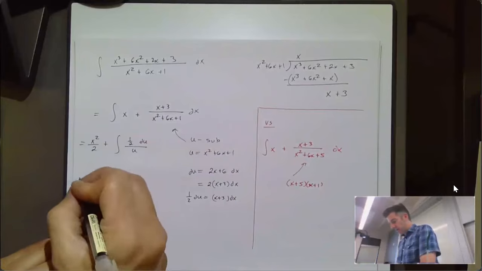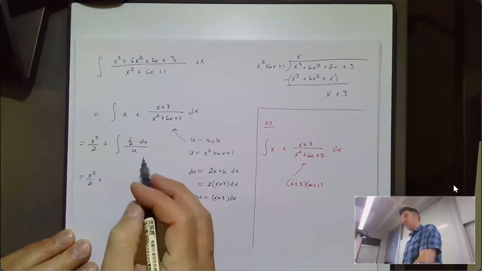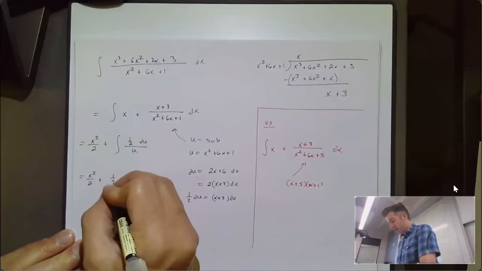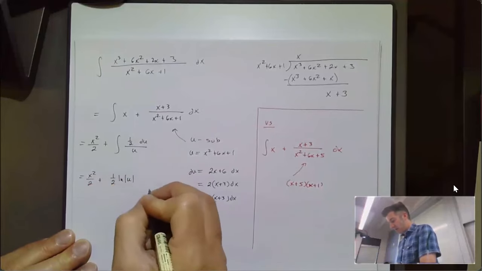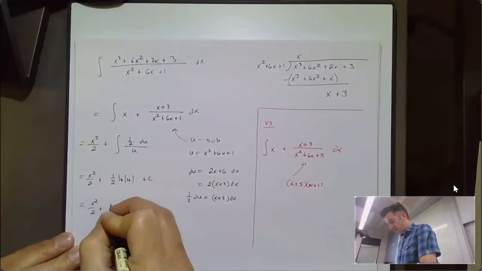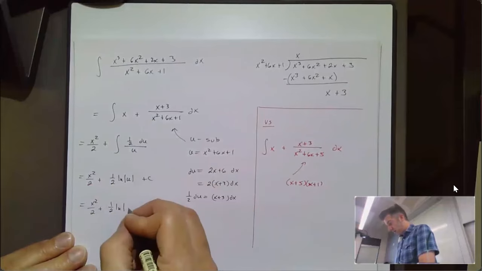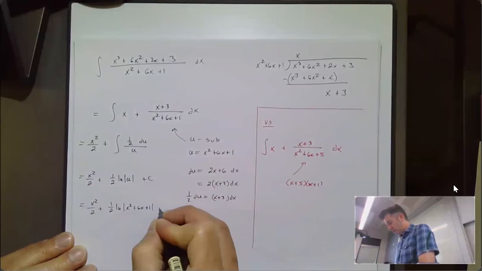And then that's going to be x squared over 2 plus the integral of 1/2 du over u, which is 1/2 the natural log of the absolute value of u. And then that's going to be x squared over 2 plus 1/2 natural log of my u, which is x squared plus 6x plus 1, plus c.